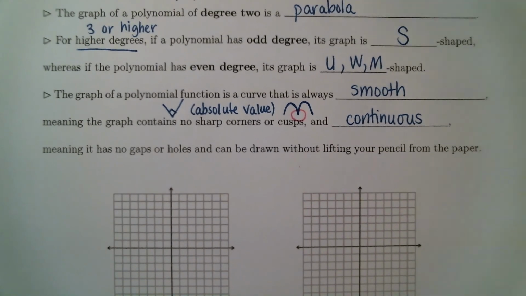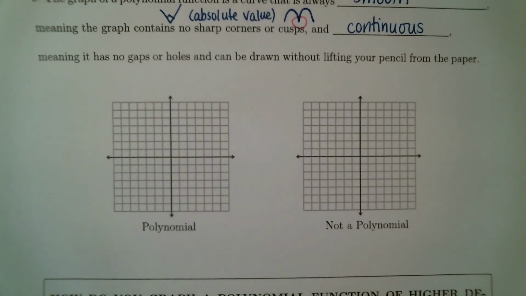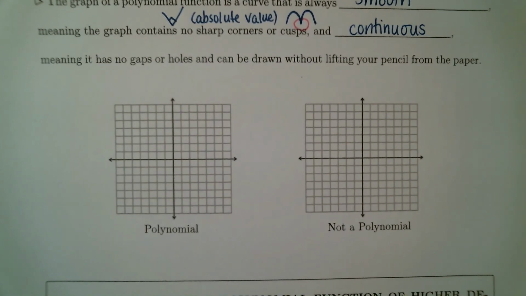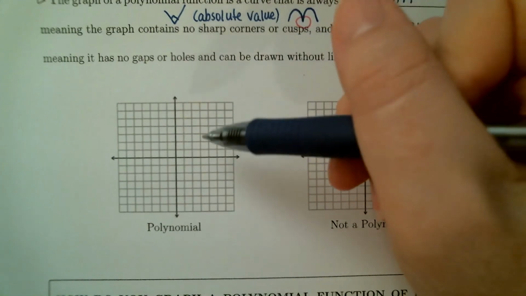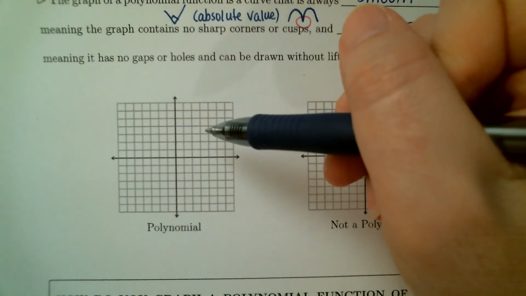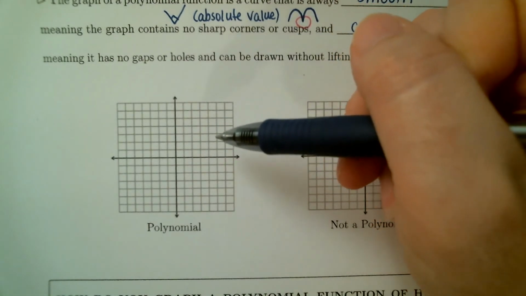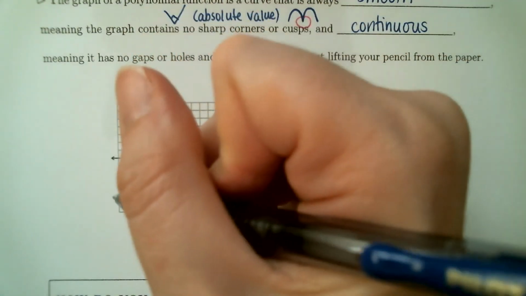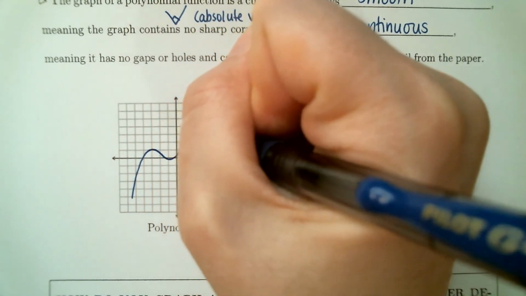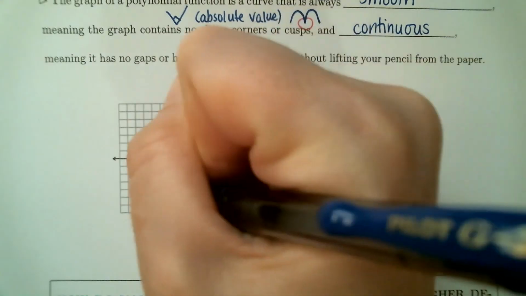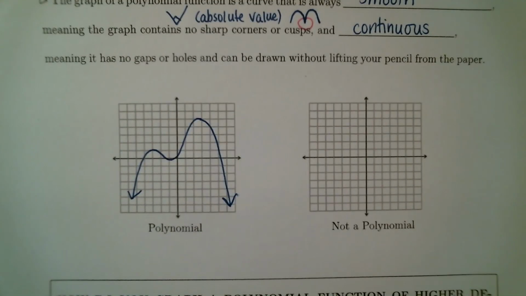All right, so now to illustrate these points, I have two graphs here, and I'm just going to draw some random things to show you what a polynomial looks like versus something that is not a polynomial. A polynomial has got to be smooth and continuous. So when I draw it, I'm not going to lift my pencil, and it's got to be smooth. No sharp corners, no cusps. Everything's got to be flowy. So I might get something that looks like this. This is a polynomial function.